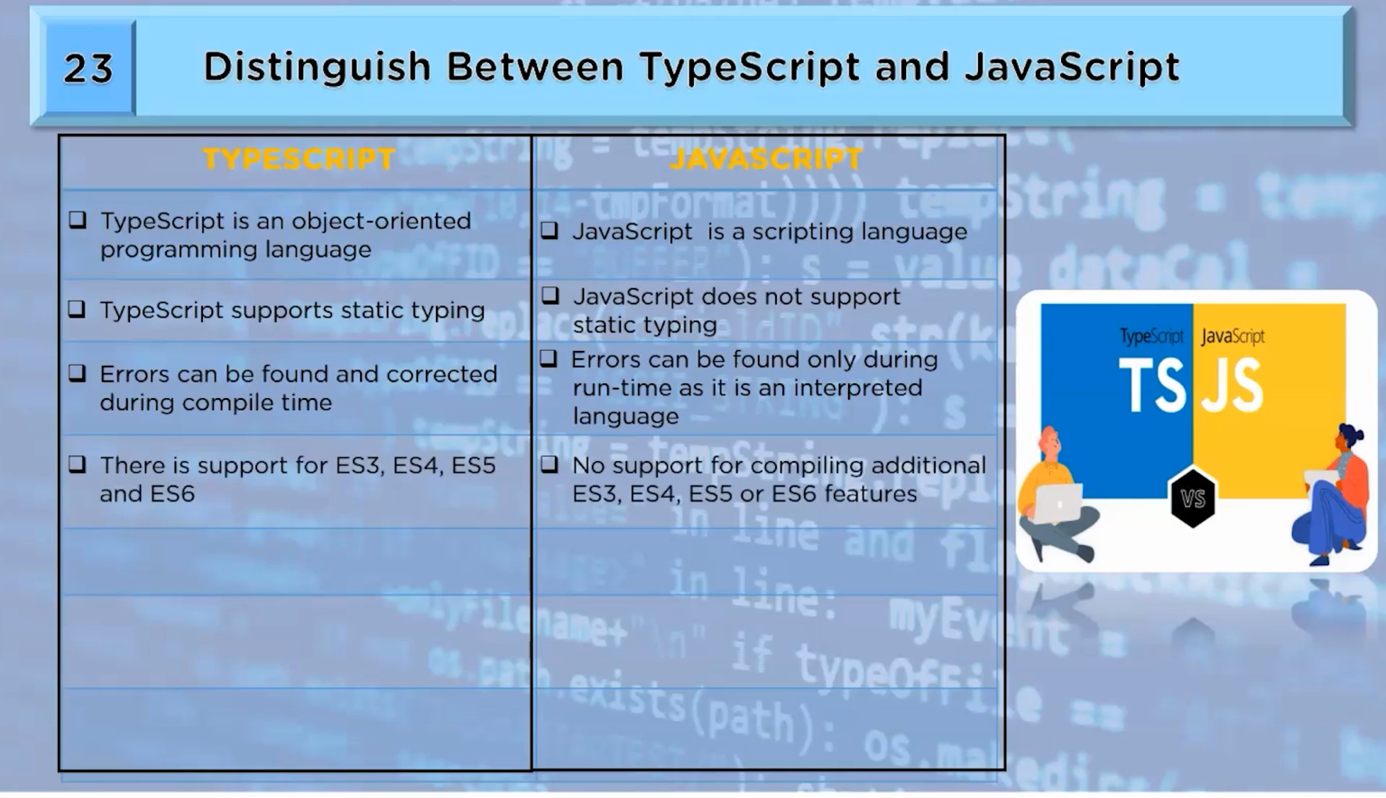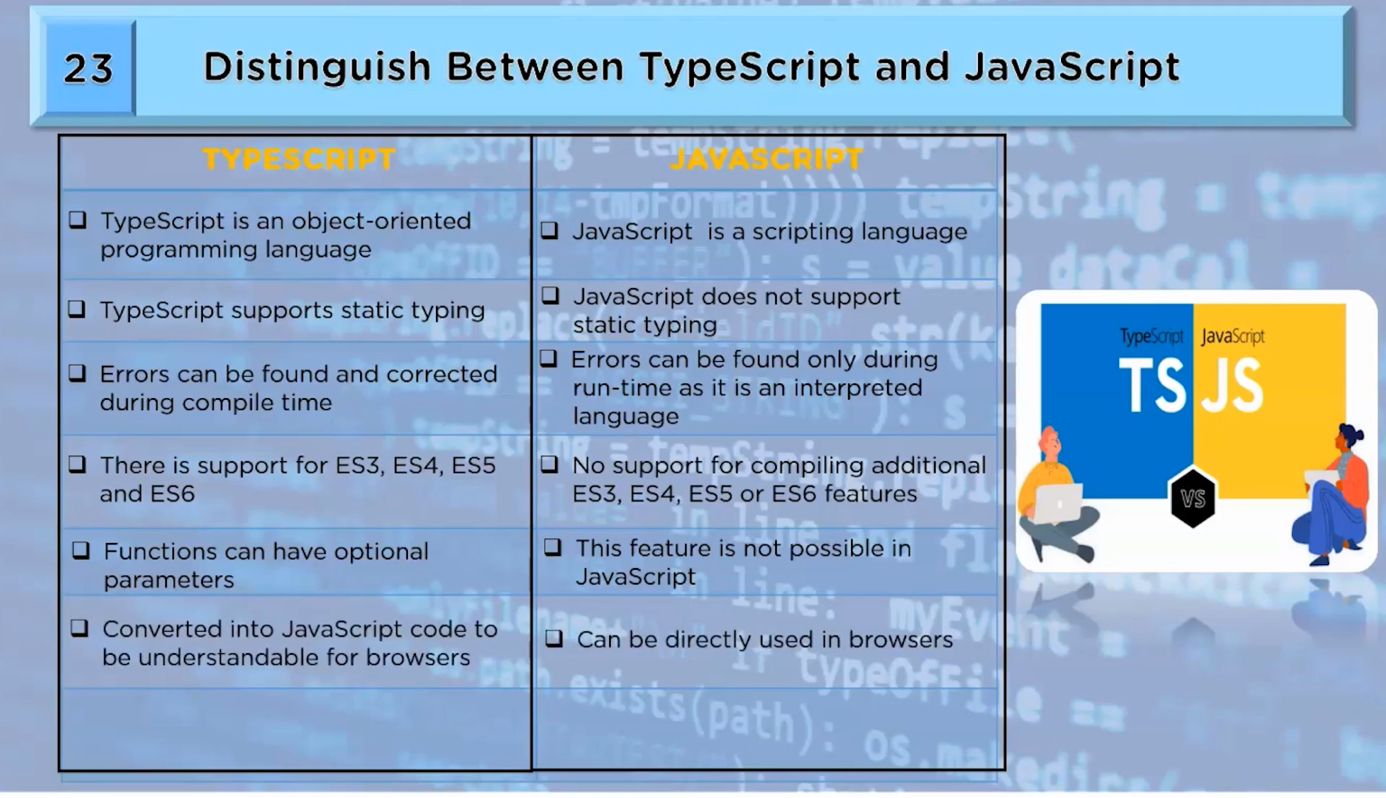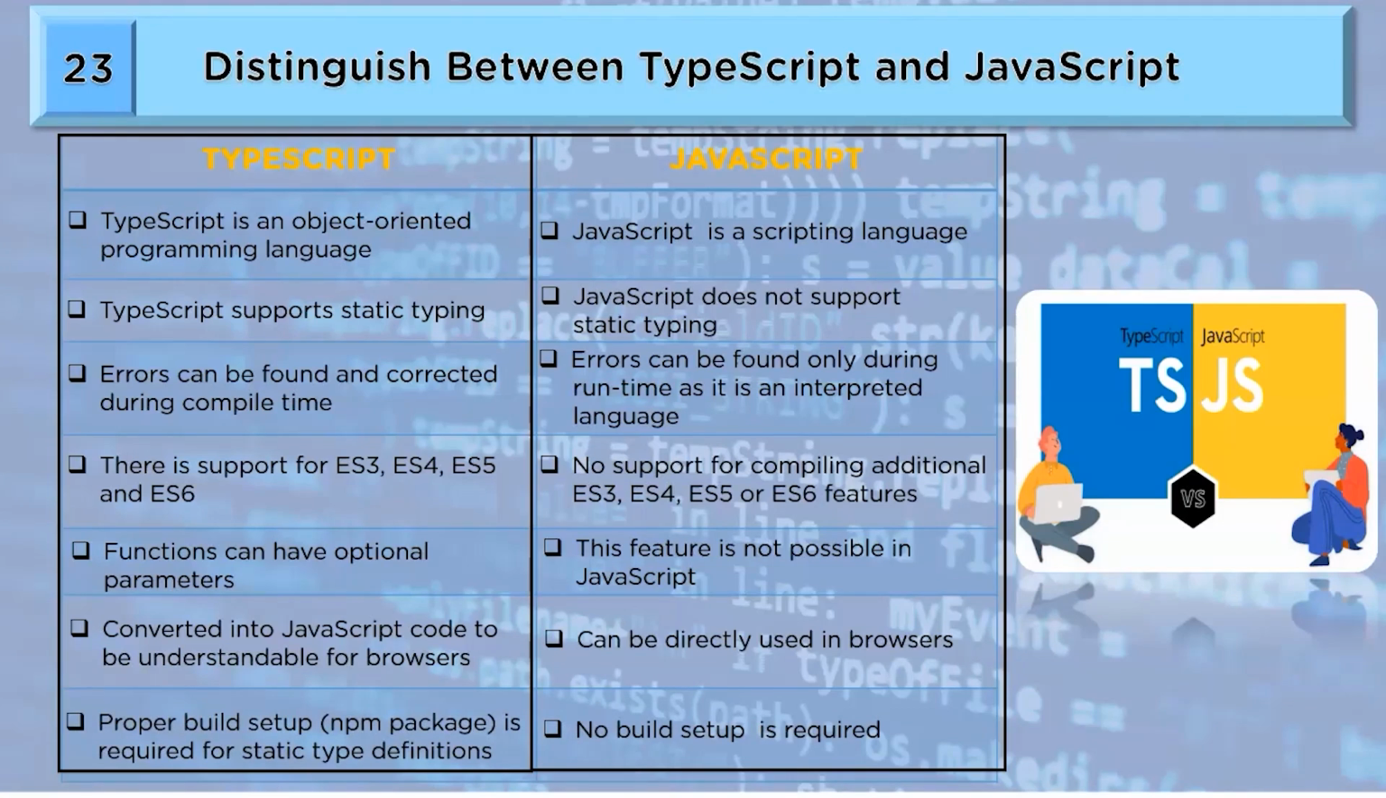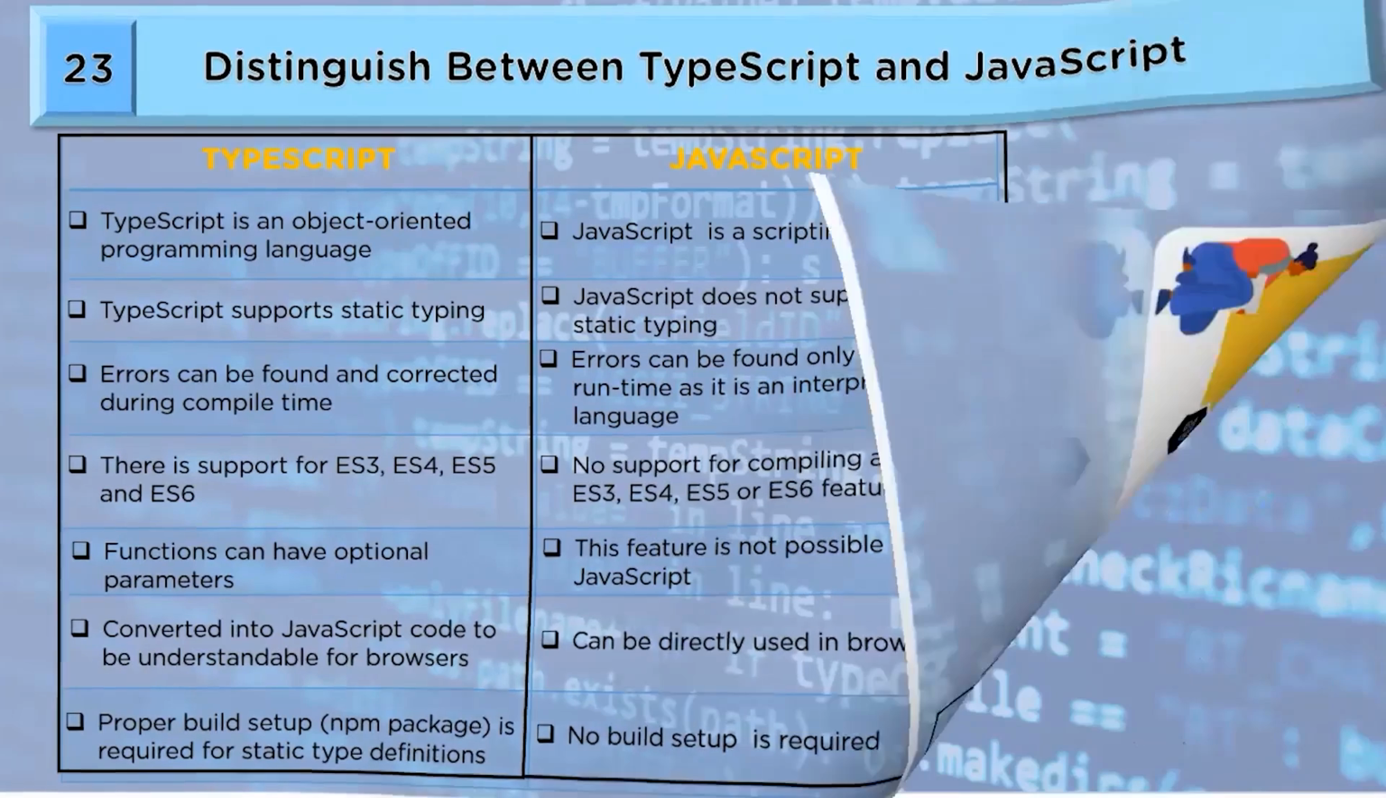There is support for ES3, ES4, 5, and 6 in TypeScript, whereas in JavaScript, there is no support for compiling. In TypeScript, functions can have optional parameters, whereas in JavaScript, this is not possible. TypeScript is converted into JavaScript code to be understandable for browsers. JavaScript can be directly used in browsers. TypeScript has a proper build setup; node package manager is required for static type definitions. No build setup is required in JavaScript.